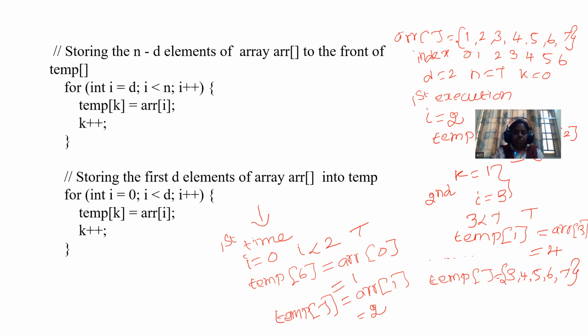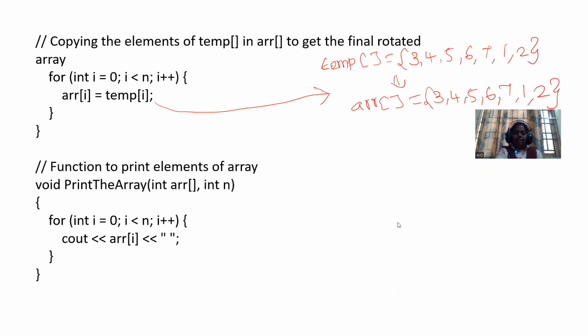Now we need to store the first d elements. What are the first d elements? The first two elements of the array go into the temporary array. The first time the loop executes, i starts with 0 and we check the condition. The condition is true. Now temp of 5 gets array of the 0th index. What is the 0th index value? 1. And in the next index, temp of 6 gets array of 1, which is 2. Finally, you will get the temporary array like this.